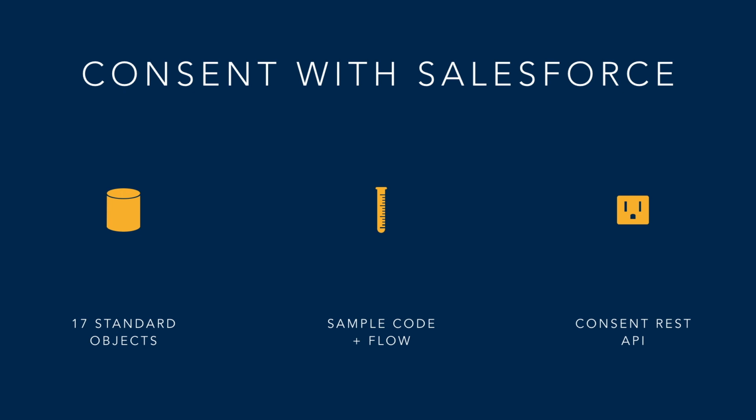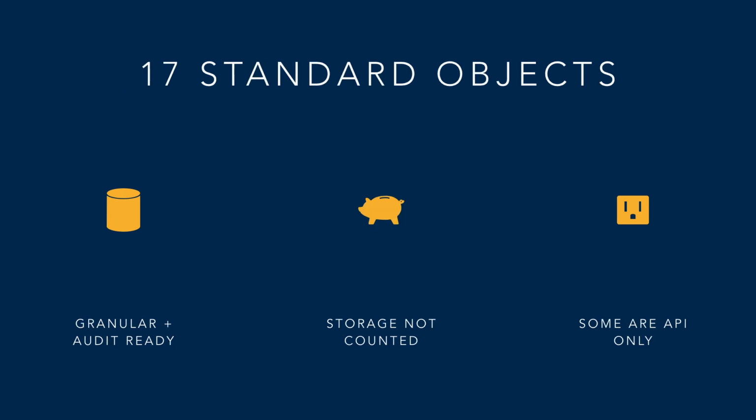So let's talk a little bit more about the 17 standard objects that Salesforce offers. These objects allow a remarkable amount of granularity in terms of consent management. And because these are just records and objects, they are audit ready. The other thing that Salesforce has done that is really great is that the storage in these objects is not counted in your org's data limits. When you think about the sheer number of consents that a medium-sized business may have, the storage for these can become quite significant very quickly.